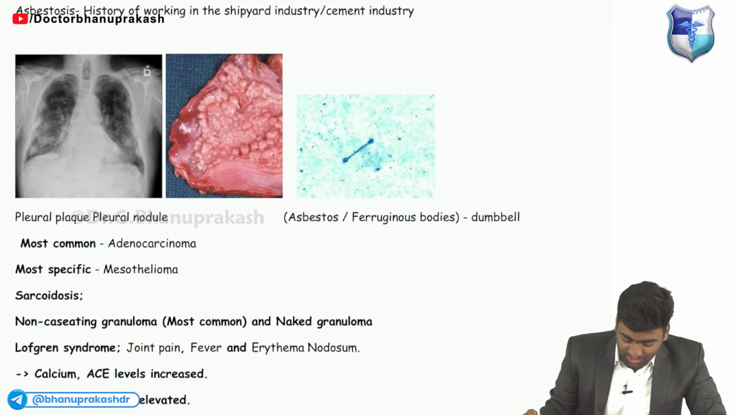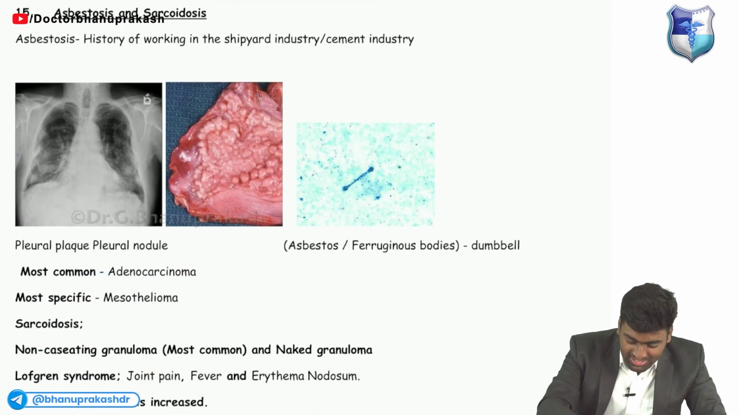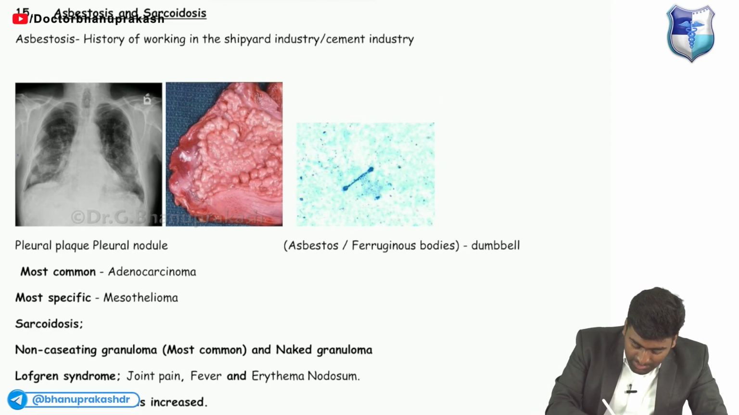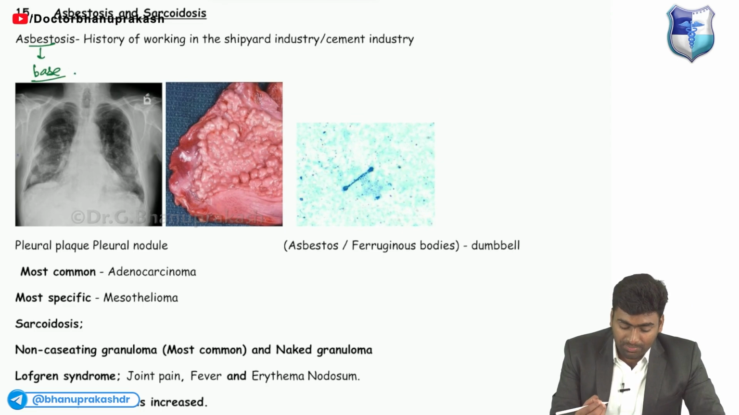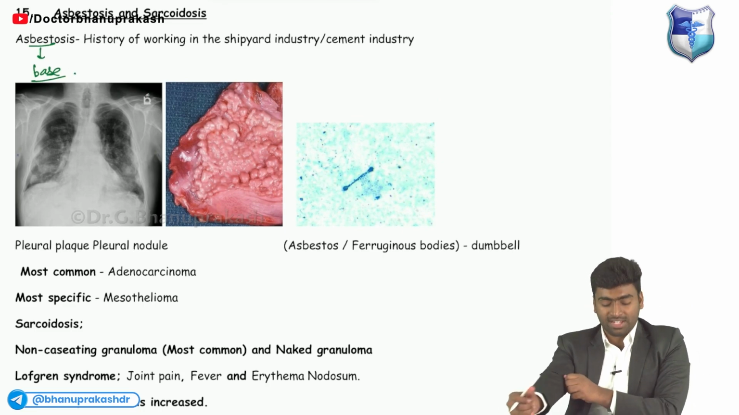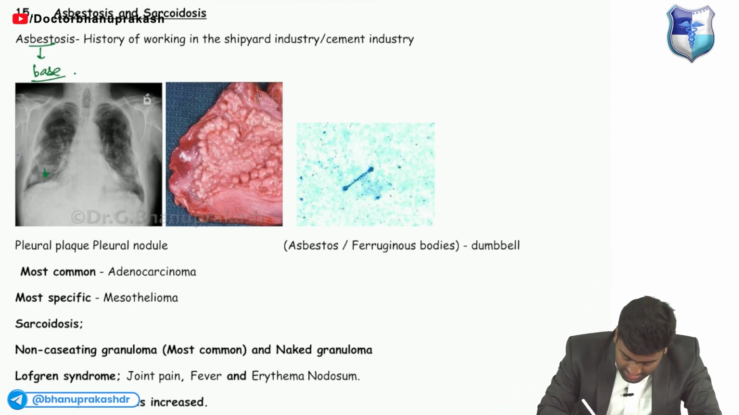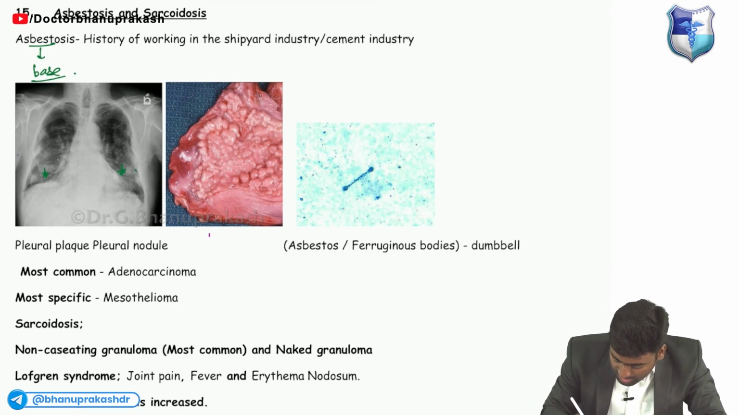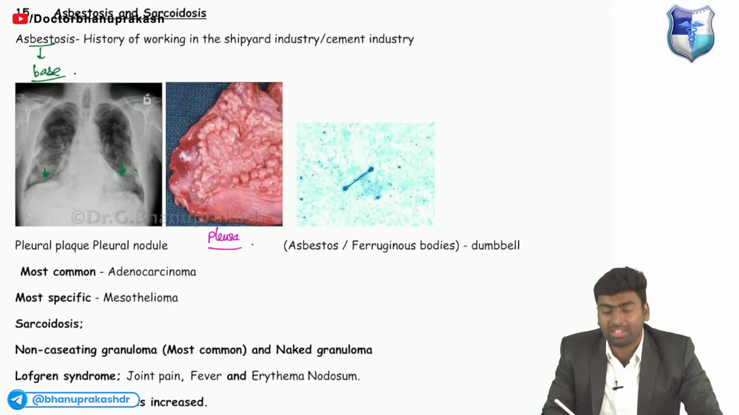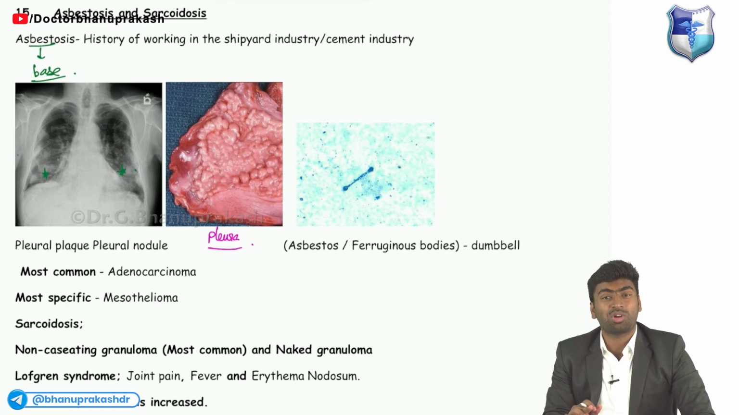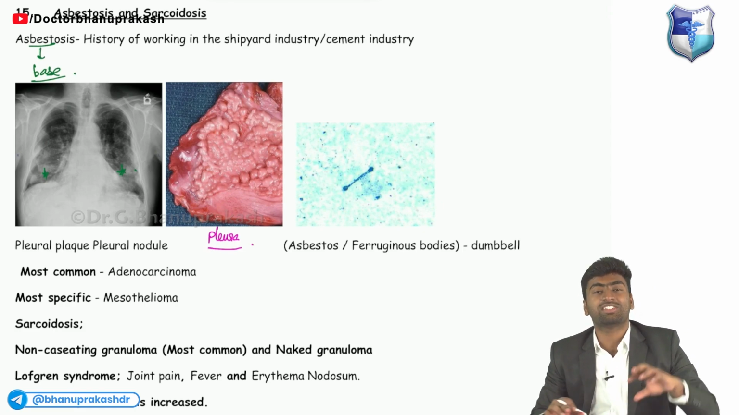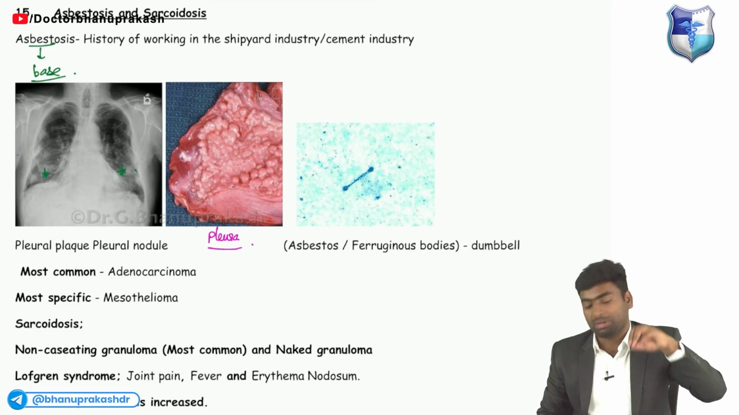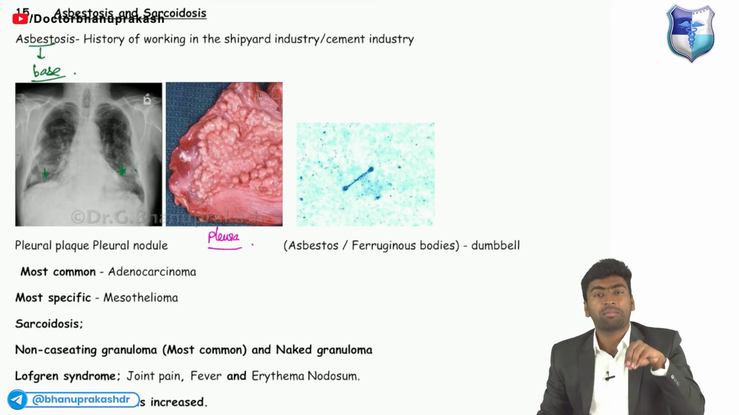Okay, next, the next one is asbestosis. Remember asbestosis, it involves the base of the lung. Mainly asbestosis will be having involvement of the pleura. So once there is an involvement of the pleura, it leads to the formation of pleural plaques.